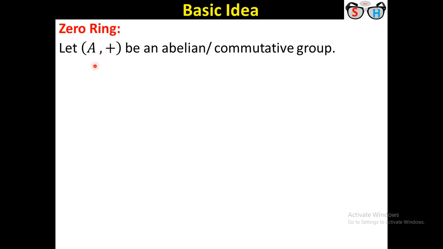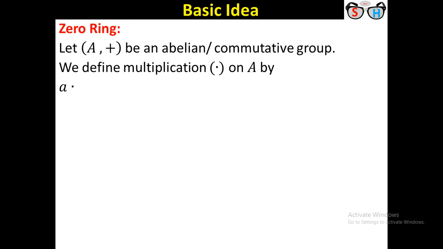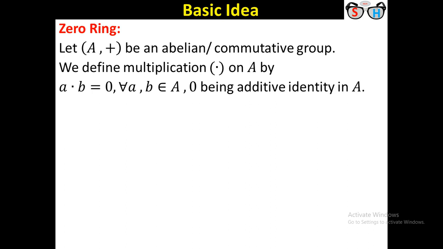Okay, for that purpose we define multiplication on A by a·b = 0 for all a, b in A, 0 being the additive identity in A. That is, if you multiply two elements from A, then the result will be 0. Okay, here I define it in that format.